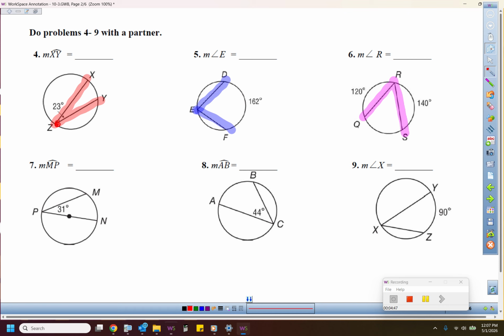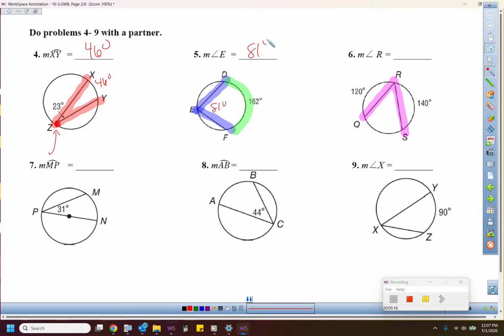And how do you feel that this is on the circle, right? So that's a 2 to 1 relationship. This is 23. What should this one be? 11.5 or 46? 46 degrees, twice as much. And then what did y'all get for number 5, measure of angle E? We have the arc, right? See this big green arc is 162. Times 2 or divide by 2? Divide. Did you get 81 back?